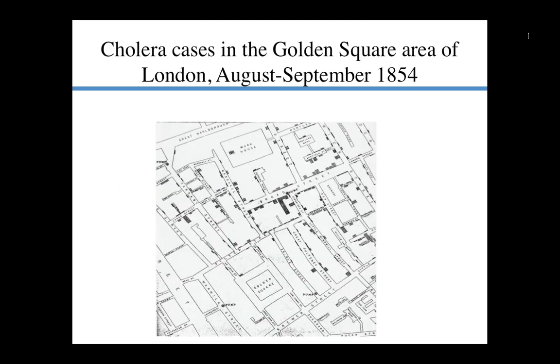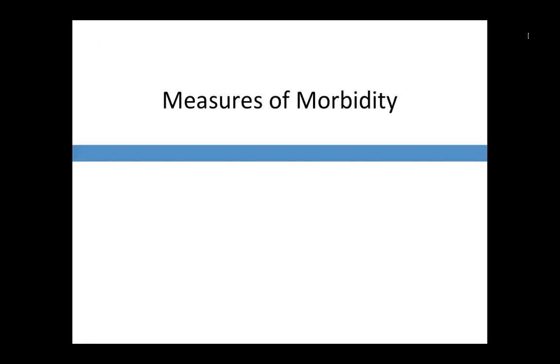Where does it occur? This is an example you should know about. It's the famous cholera cases in the Golden Square area of London, where John Snow linked the Broad Street pump to cholera. And that was really a question of where are these cases occurring? They're occurring around the Broad Street pump.